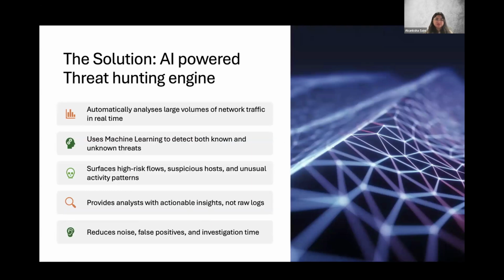This brings me to my solution, a dual model AI threat hunting engine. I designed it to solve the needle in the haystack problem by using two distinct but complementary systems that can automatically analyze large volumes of traffic in real time, detect both known and unknown threats, surface risk flows and suspicious hosts, provide actionable insights, and reduce the noise, false positives, and investigation time.